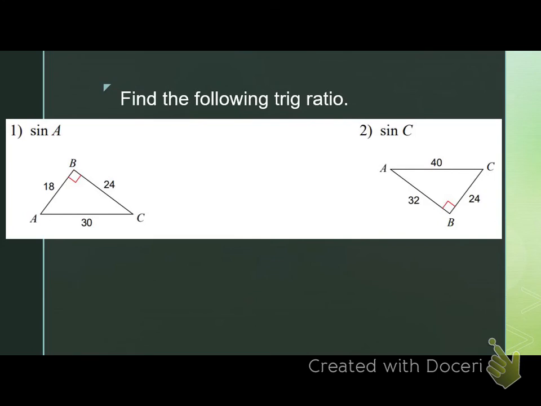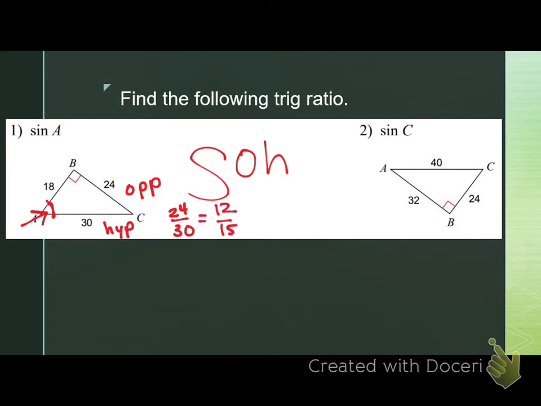We're going to find the specific trig ratio. So this first one, we're going to find sine of A. So we want sine. Sine is what over what? Opposite over hypotenuse. So from angle A, I need my opposite and my hypotenuse. So what is opposite of angle A? 24. And then my hypotenuse is 30. So it would be 24 over 30. This can be reduced. 12 over 15. Is that fully reduced? 4 over 5. You've got to keep going. So it's not wrong, but you would just keep going. It's 4/5 in the end.